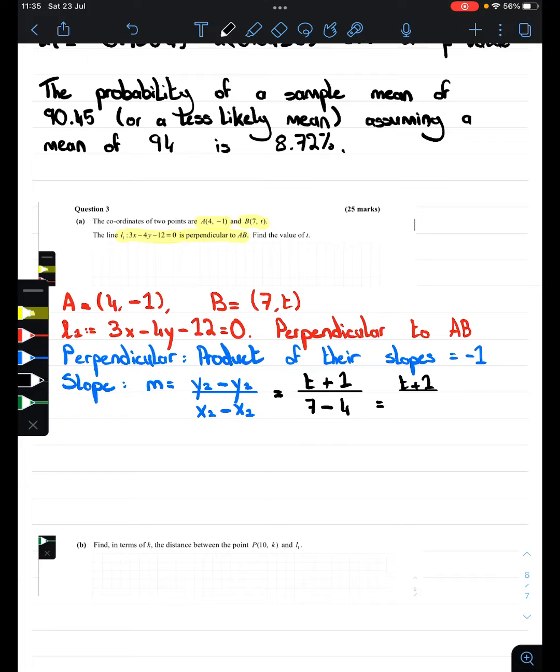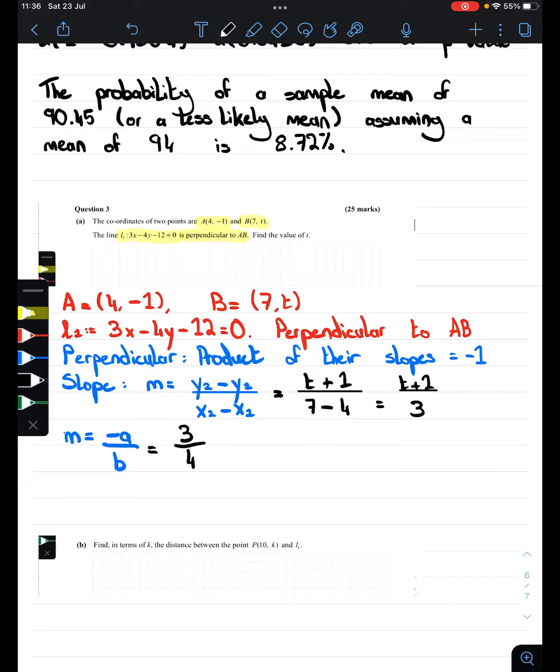And now what is the slope of L1? So we have another formula for the slope. If the equation of a line is written in that form, then the slope is m equals minus a over b, where a is the coefficient of x, b is the coefficient of y. So in this case, it is minus 3 over minus 4, so just 3 over 4. Okay, and now we want to find t.